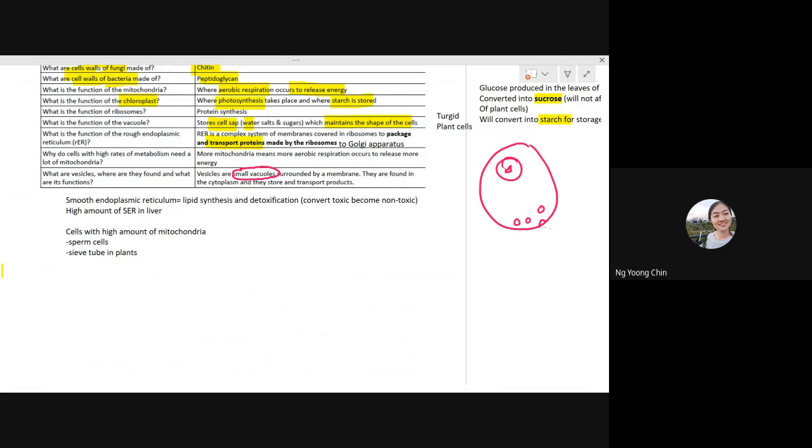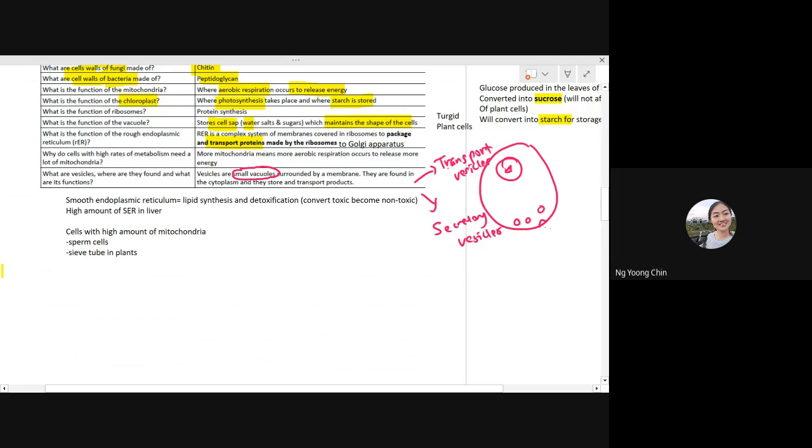So in the vesicle, we have two types for your information. Two types of vesicle. One is what we call the transport vesicle. Another one we call the secretory vesicle. But in exam, you just write vesicle, that is enough for you to get a mark already.